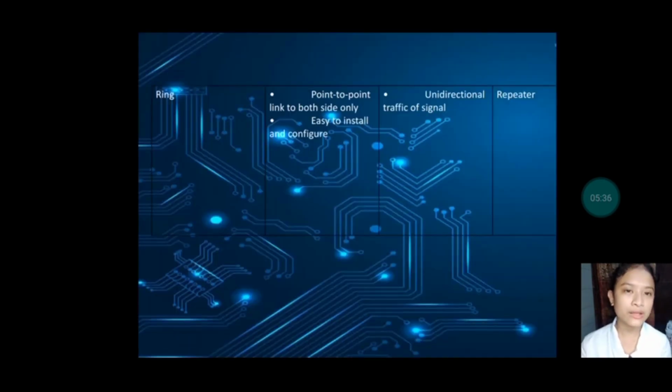Then the ring. The advantages are point-to-point link to both sides only, and easy to install and configure. A unidirectional repeater regenerates the traffic of signal.